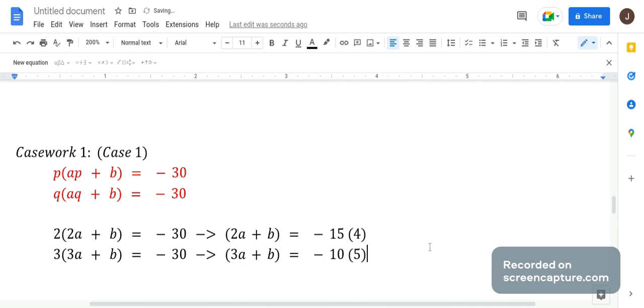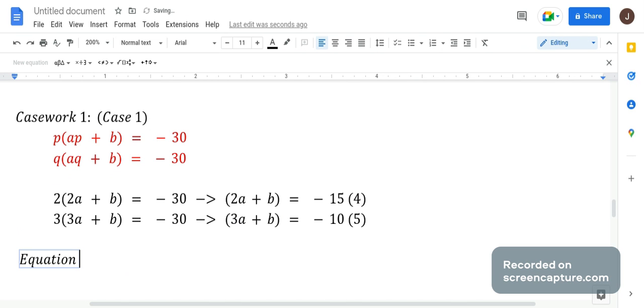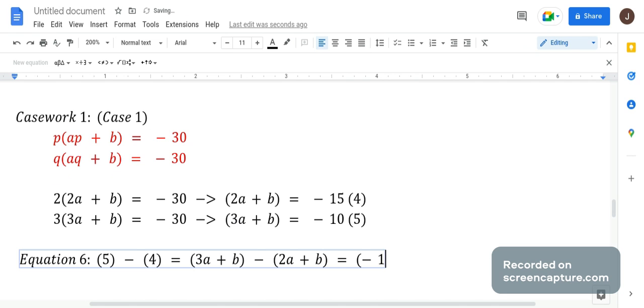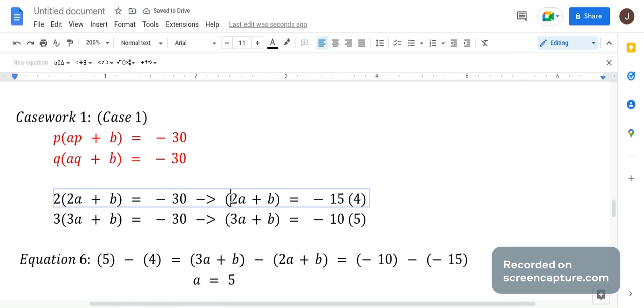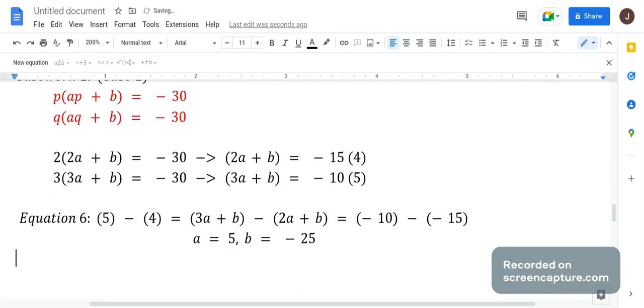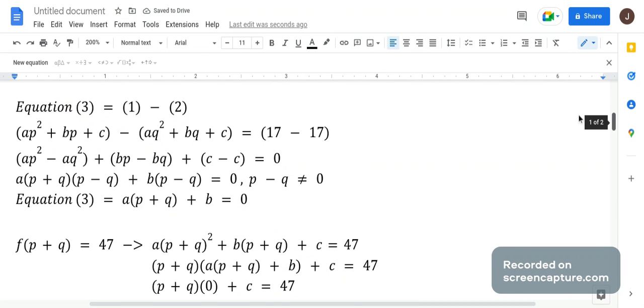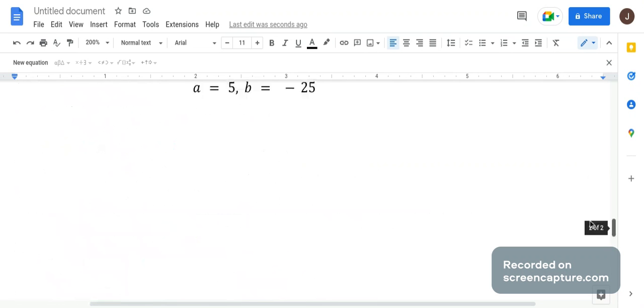We subtract equation 4 from equation 5 to obtain equation 6. So we get that a is equal to 5 for the first case. We plug a is equal to 5 back into equation 4. So we obtain b is equal to negative 25. This is what we get for the first value. And then we know that c is equal to 47.